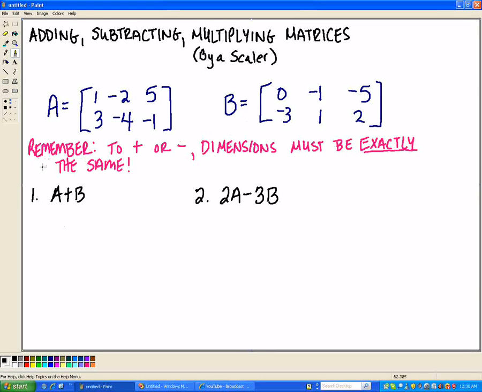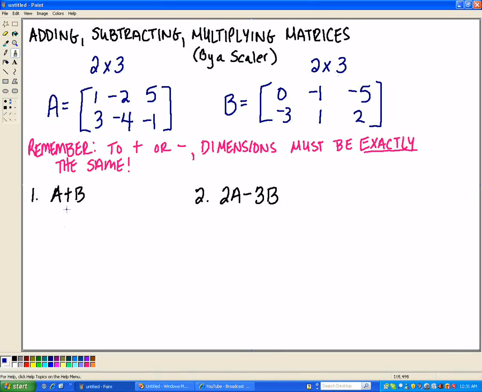Okay, so here I have matrix A and here I have matrix B. The important thing to remember is that when we add or subtract matrices, they have to have the exact same dimensions. Remember, the dimensions of a matrix is the number of rows by the number of columns. Here I have 2 rows and 3 columns, so this is a 2 by 3. And here I have the same exact thing: 2 rows and 3 columns, so this is a 2 by 3. So again, unless these have exactly the same number of rows and the same number of columns, I cannot add or subtract.